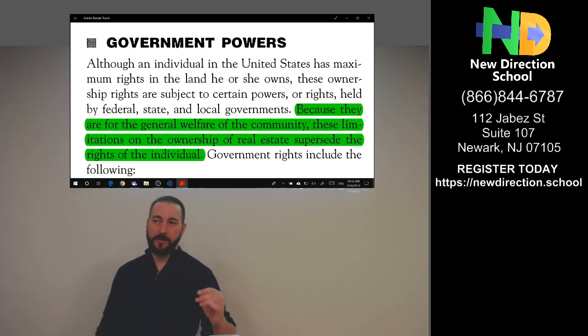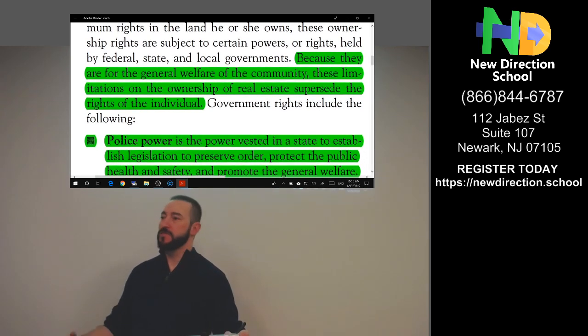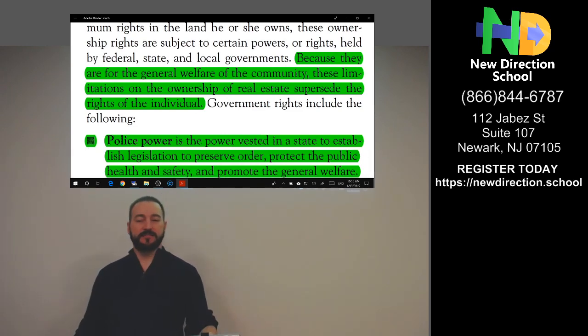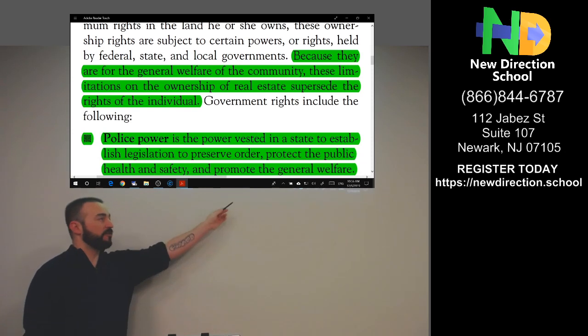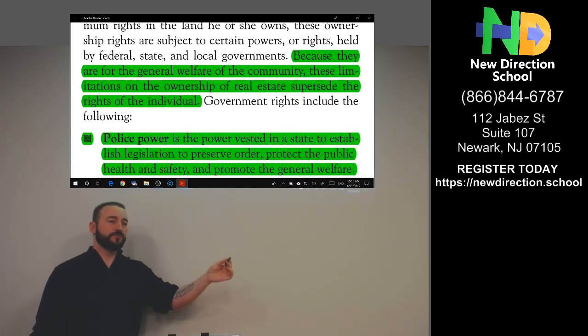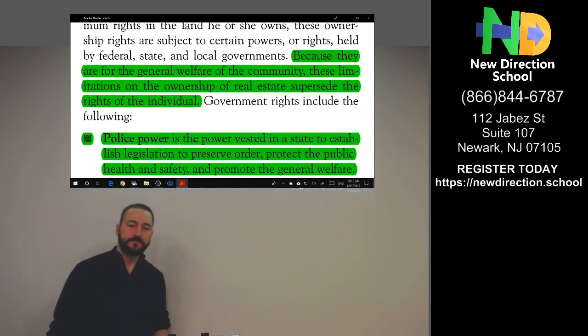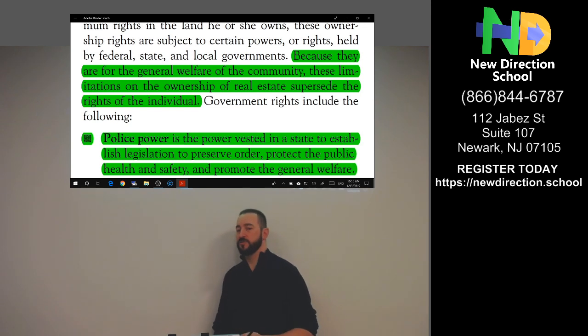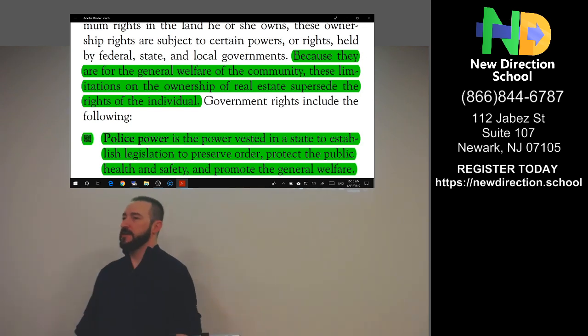And that's one of the powers that the government has over us. We have full powers. It's our house. But if it's going to affect the general welfare of the public, then we can enforce certain rules. So that's the police power. This is the power vested in the state to establish legislation to preserve order, protect the public health and safety.